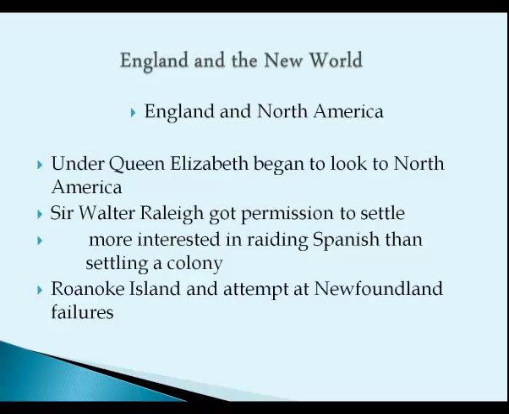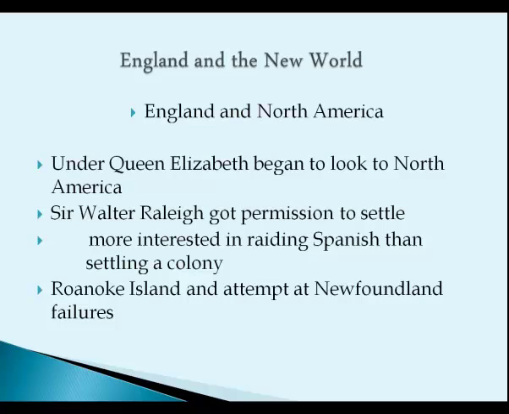Okay, now we're getting into what we call the text material. You've got the background, you know what's going on. And under Queen Elizabeth, they began to look at North America. Now, no matter what you say, we know that Queen Elizabeth, although known as the Virgin Queen, and Virginia being named after the Virgin Queen, Elizabeth was not a virgin. She had many lovers. One of her ex-lovers was Sir Walter Raleigh. And she gave him permission to settle in the New World.